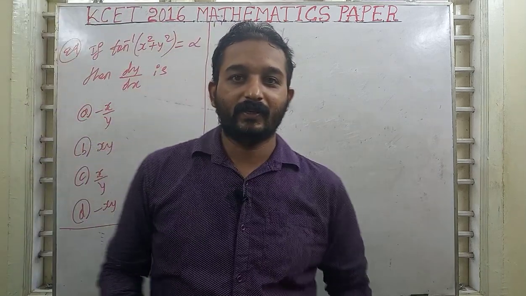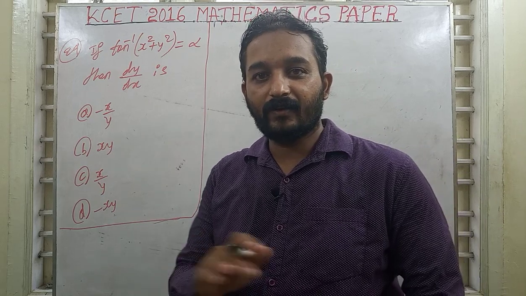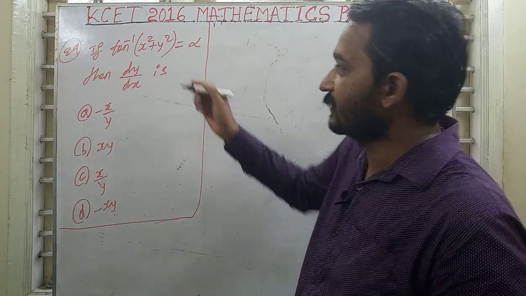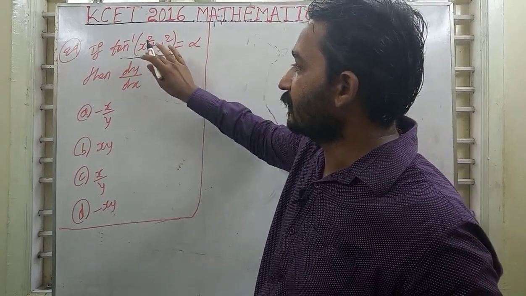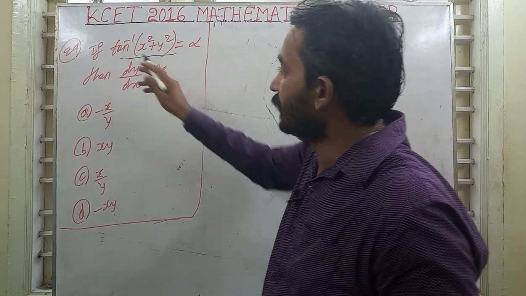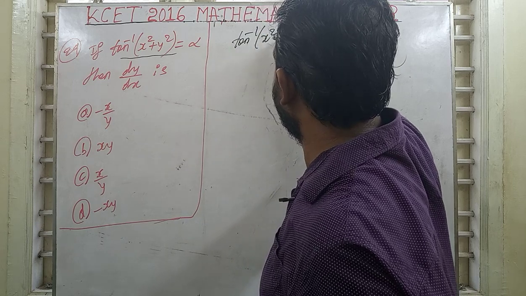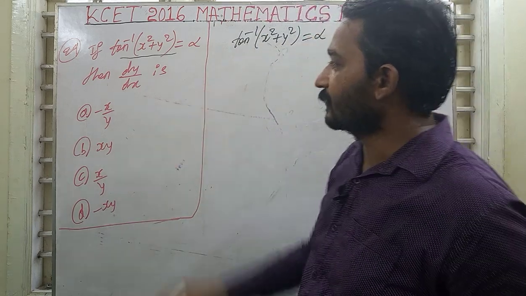So now let us move on to the next question, question number 29. This question is based on the chapter differentiation, particularly differentiation of implicit function. Here implicit is there, so f of x, y form. Given data is tan inverse of (x square plus y square) is equal to alpha. Alpha is the constant. Then find dy by dx.